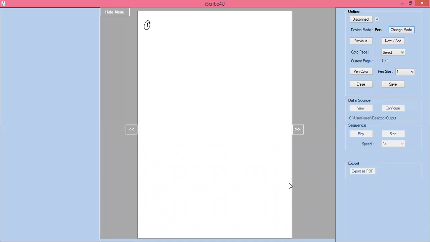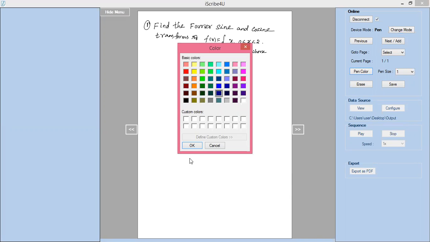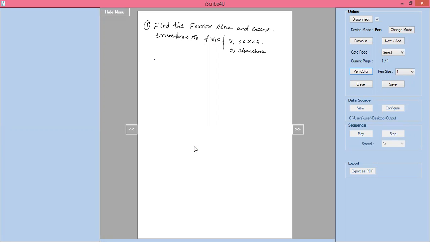Find the Fourier sine and cosine transforms of f of x equal to x, for 0 less than x less than 2, and 0 elsewhere. That means in the remaining places. That is the meaning of that. So here they ask to find the Fourier cosine and sine transform for the function. Now how do you simplify this?